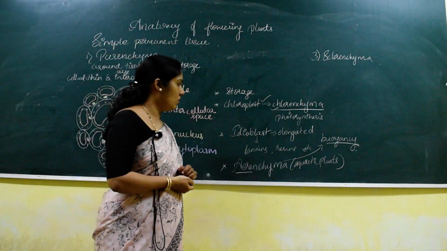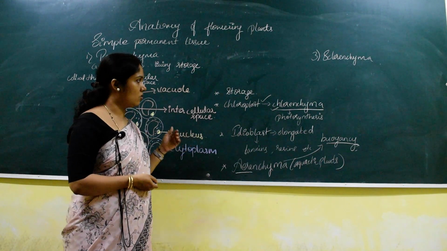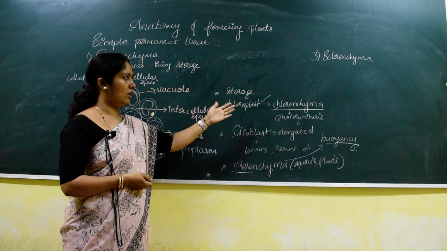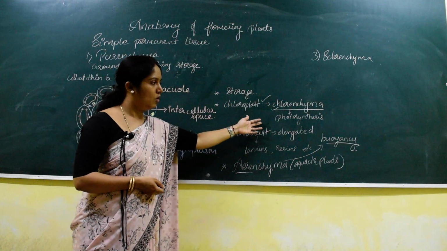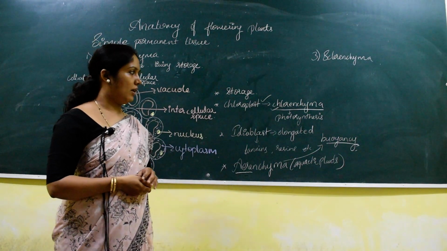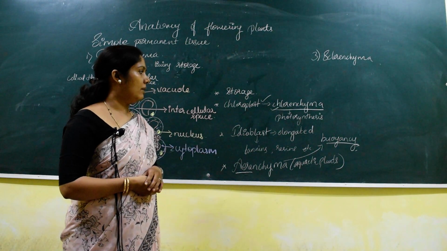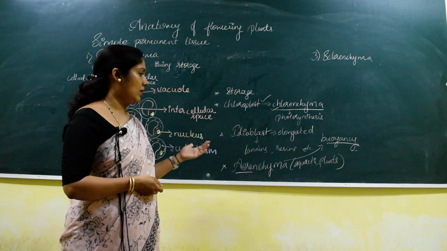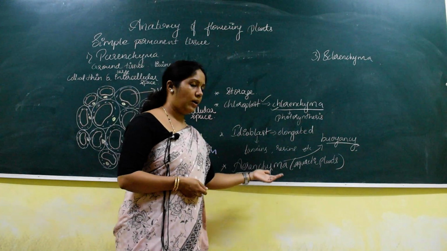Understood? So the main function is storage of food or storage of nutrients. If more number of chloroplasts is seen, then the type of parenchyma is called Chlorenchyma, which is mainly involved in photosynthesis. And there is a particular type of parenchyma called Idioblast. The cells are elongated, and this Idioblast mainly stores some secondary metabolites. Next, Aerenchyma is a type of parenchyma mainly seen in aquatic plants.